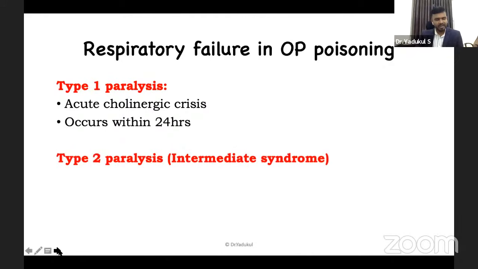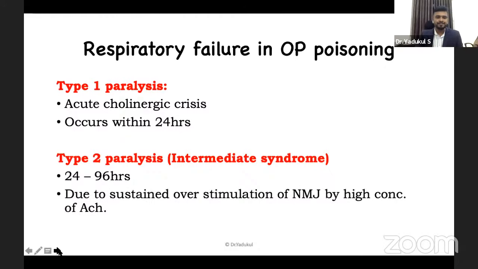Next, we have type 2 paralysis, which is commonly asked in your viva as well as in the exam, that is intermediate syndrome. The intermediate syndrome is nothing but type 2 paralysis, which we commonly see in OP poisoning. It usually occurs between 24 to 96 hours of the consumption of OP poison. And why does it occur? It is due to the sustained overstimulation of the neuromuscular junction by a high concentration of acetylcholine. You may ask, acetylcholine is already there initially, so why does this intermediate syndrome occur? There is slow release of this OP compound from the fat tissues. This is the reason for this intermediate syndrome.